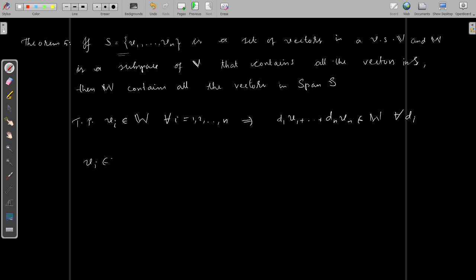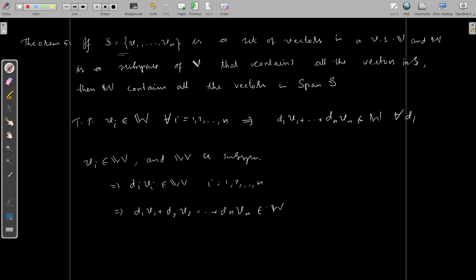So we start with vi belongs to W, and we have W is a subspace, then this implies di vi belongs to W for all i equal to 1, 2, 3, etc. And since W is a subspace, that implies d1 v1 plus d2 v2 plus etc. dn vn belongs to W. Since W is a subspace, it contains the sum of all the elements of that W. So this is using scalar multiplication: W is closed under scalar multiplication, so when you multiply vi with any di, you get an element of W. And this is using vector addition, the closure property of vector addition.